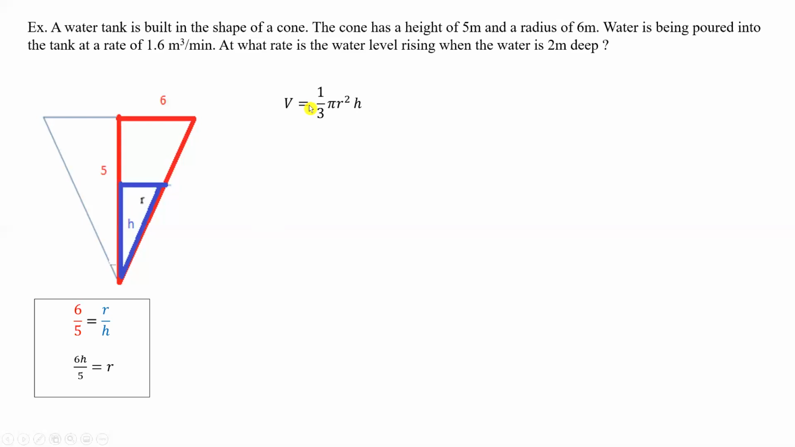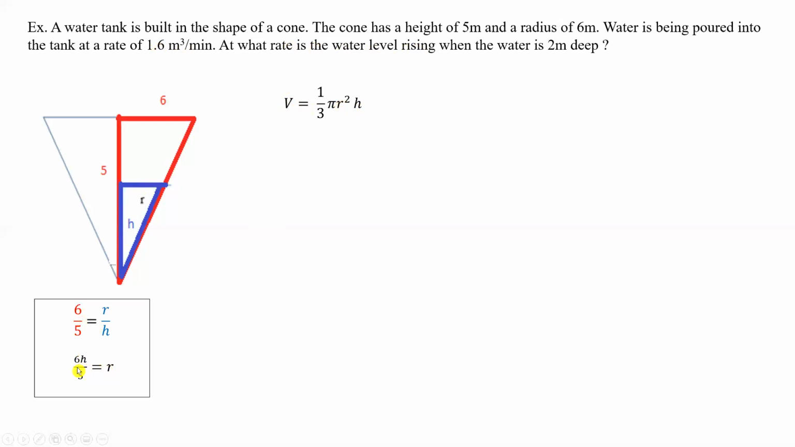Again, the variables that were given and the rates. We're talking about the change in volume, so we want to keep v. We're talking about the change in water level, which is height. We want to keep h. That means we need to eliminate r. So over here, we're going to get r by itself. To do that, let's multiply both sides of the equation by h. 6h over 5 is what r will equal.